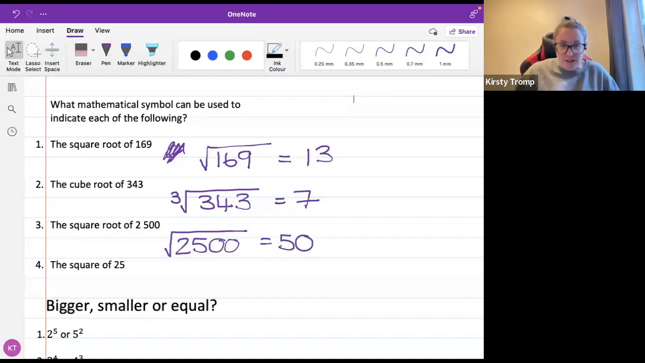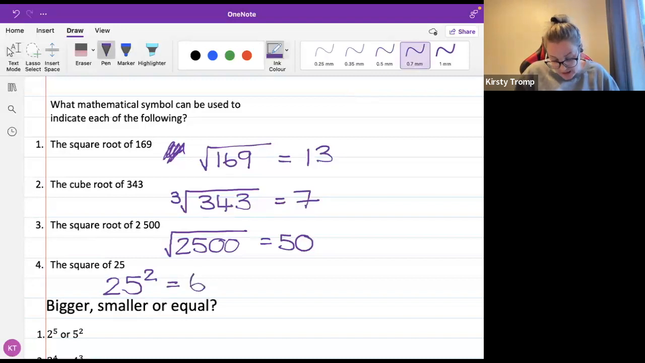Now be careful, everybody, because did it ask you for the square root this time, or did it ask you for the square of 25? So be careful. This time it asked you for the square of 25. So it wants you to give 25 squared. And we know that 25 squared was 625.